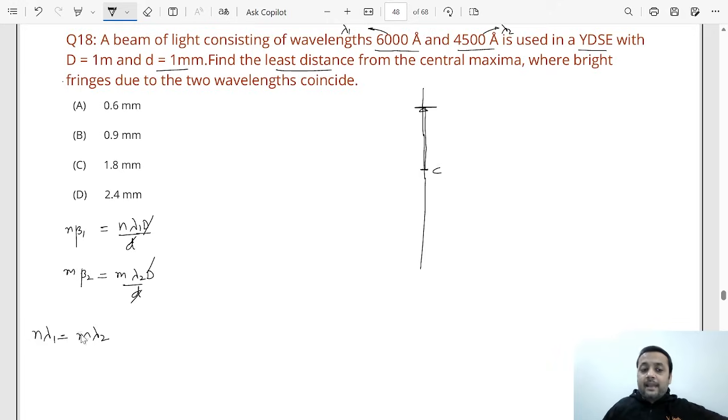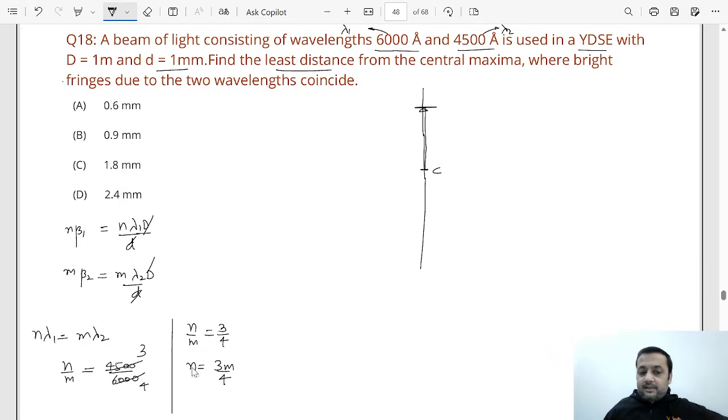That means you want n or m to be as small as possible. Now n by m is clearly lambda 2 by lambda 1. Lambda 2 is 4500 and lambda 1 is 6000. So clearly 1500 into 3, 1500 into 4. So we can say that n by m will be 3 by 4. That means the ratio of n to m should be 3 to 4. Also remember that n and m are both integers.